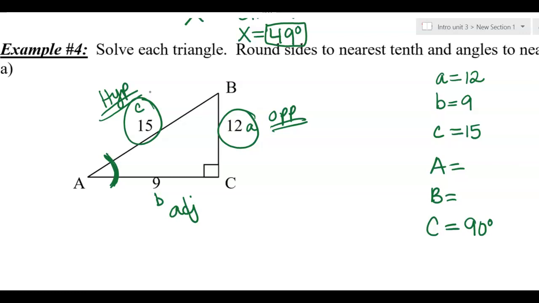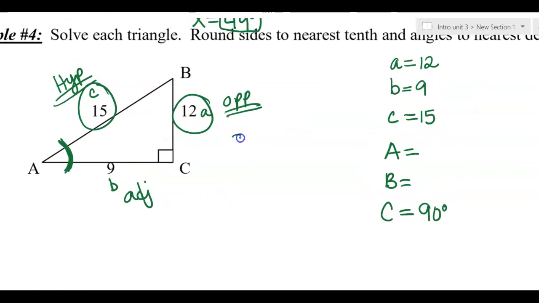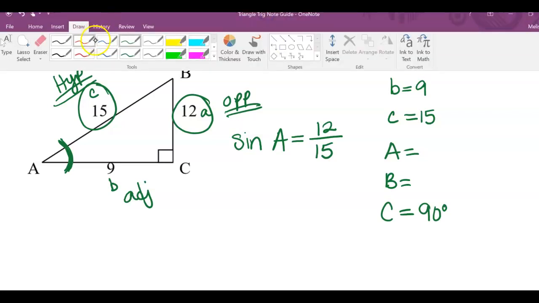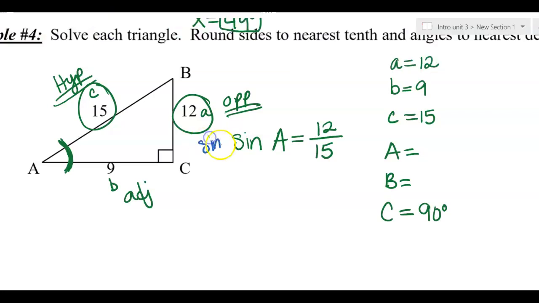Sine. Sine uses opposite and hypotenuse. So my equation should say sine of the angle, in this case angle A, equals, and sine uses opposite over hypotenuse. In this case, that's 12 over 15. And when you're solving for the angle, this is what we just talked about, needing to use the inverse. So we're going to use the inverse of both sides to solve this equation. So I'm going to take the inverse of 12 over 15, so that angle A will equal the inverse sine of 12 over 15.